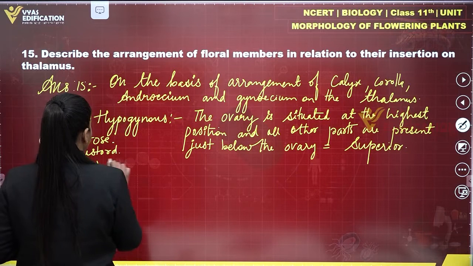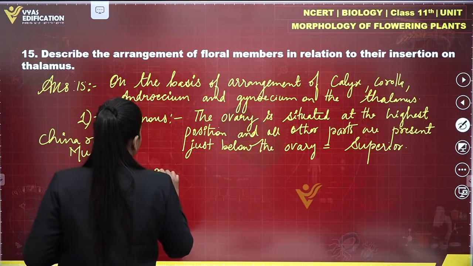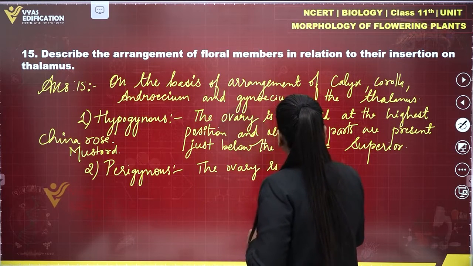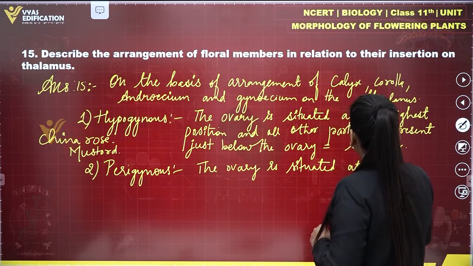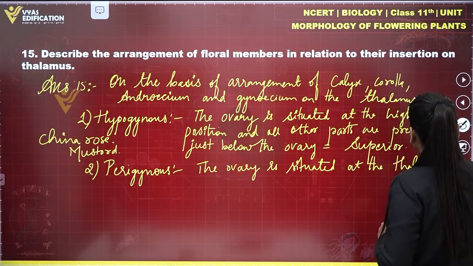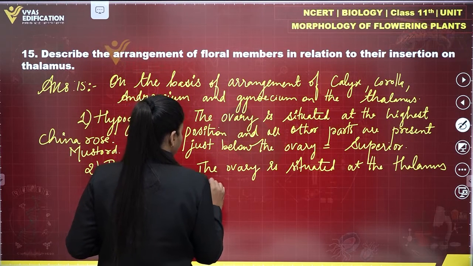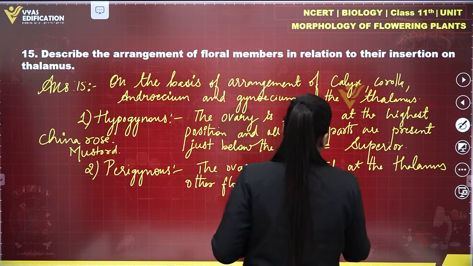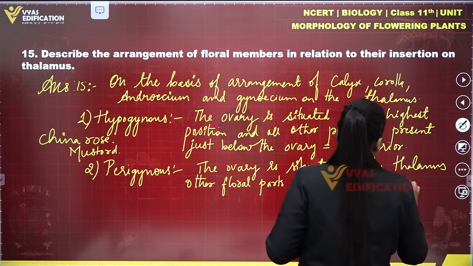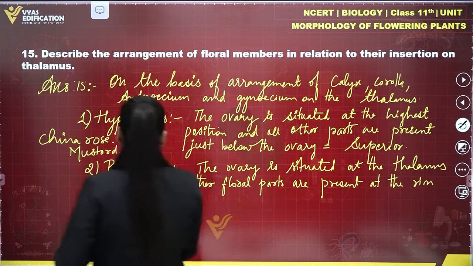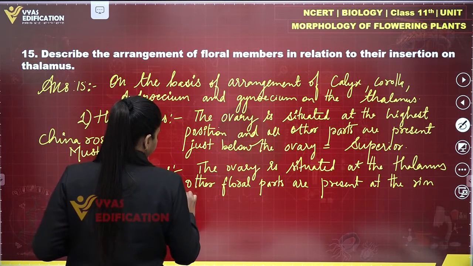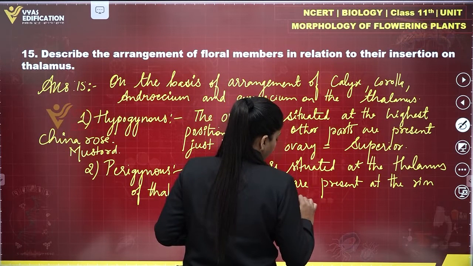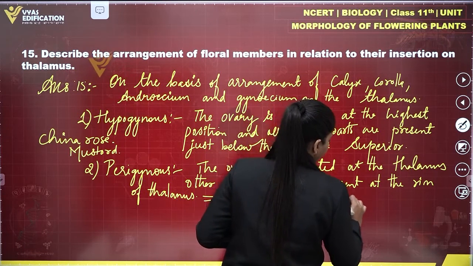Then the next one we have is perigynous flowers. In this, the ovary is situated at the thalamus and other floral parts are present at the rim of the thalamus. The ovary is said to be half inferior. For this we have the example rose.